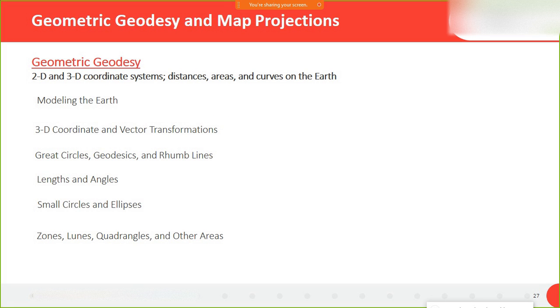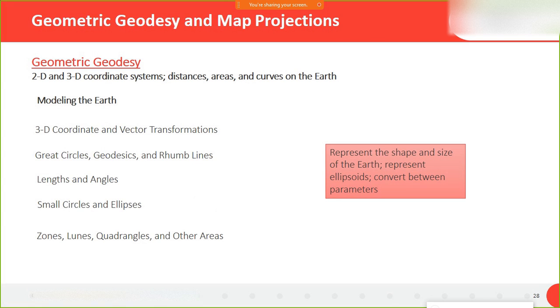Now about geometric geodesy data. What can we do in geodesy first of all? In this, these are the key features which we can do: modeling the earth, 3D coordinate and vector transformations, great circles, geodesics and rhomb lines plotting, length and conversion between length and angles, small circles and ellipses. Let me discuss all of them one by one.